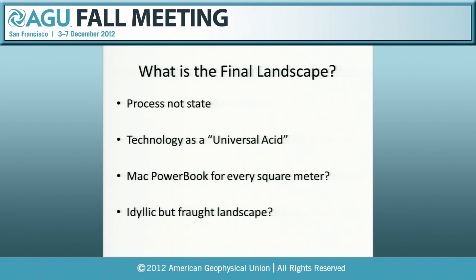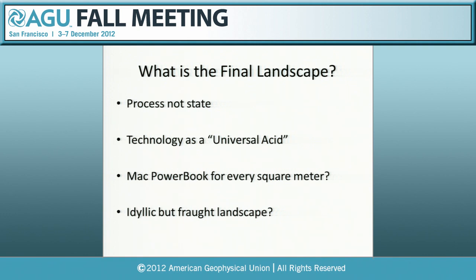Then what is the final landscape? Talking about the far future? Well, of course, nobody knows. That's why I'm telling scenarios. But it's really a process, not a state. Presumably we never come to any final balance. We're always dealing and coping with the next new problem. The planet is being technologized, however, and I think that's the main trend.